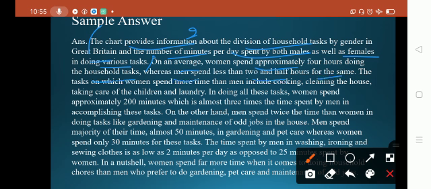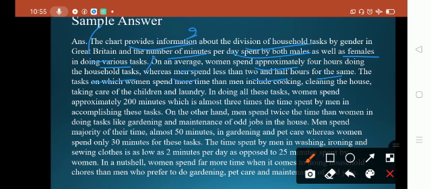The tasks on which women spend more time than men include cooking, cleaning the house, taking care of children and laundry. Like we can see in the example. Okay, so the blue one. So women, they tend to spend lots of time, so you can see, right?